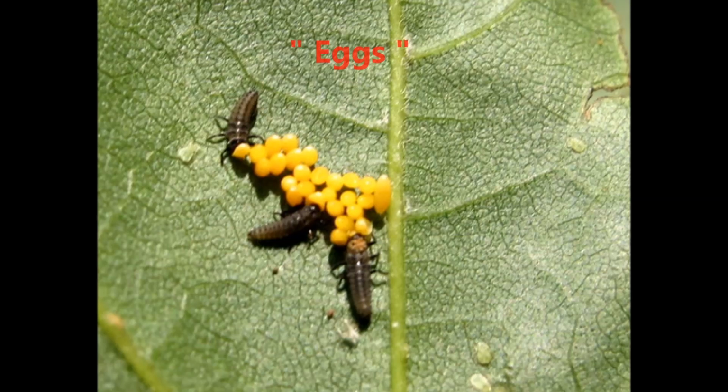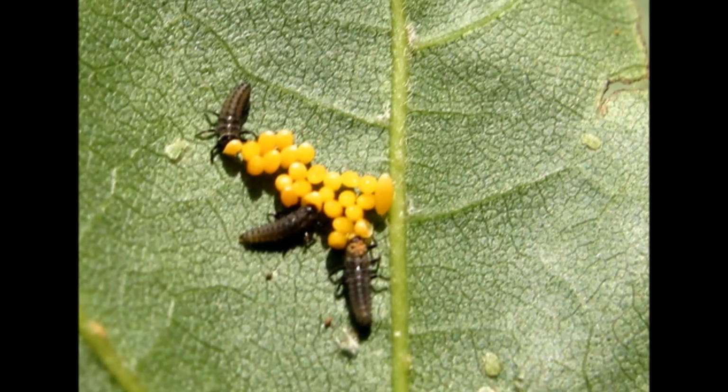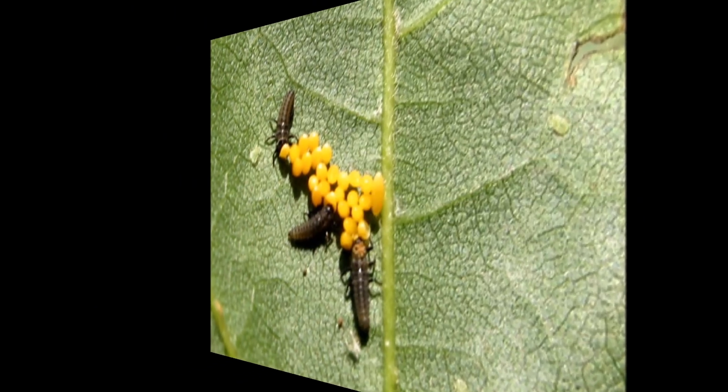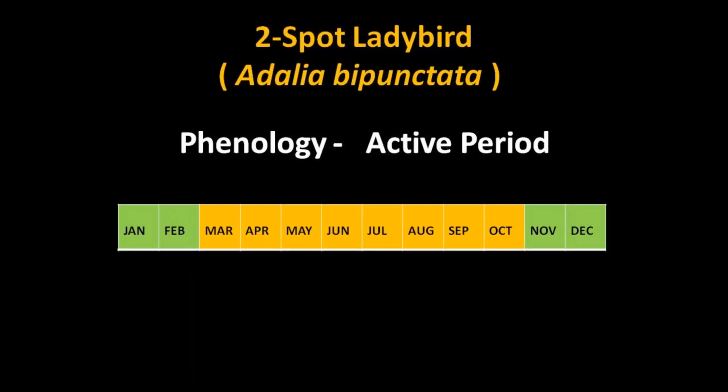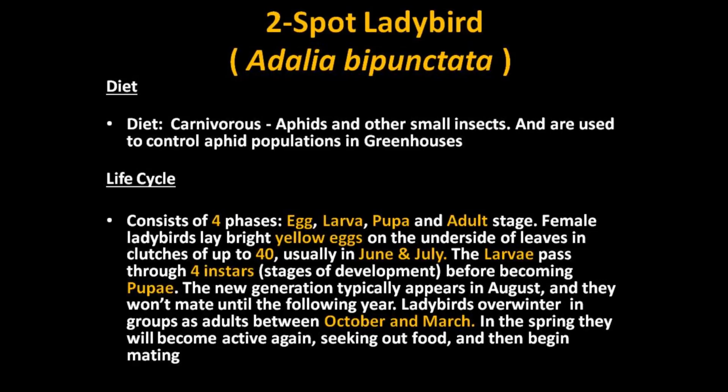Ladybirds commence the cycle by laying bright yellow clutches of eggs, where here we can see emergent larvae. Ladybirds are active between the months of March and October before going into a hibernation state. This slide, containing biology and life cycle, may be stopped at any point if so desired.